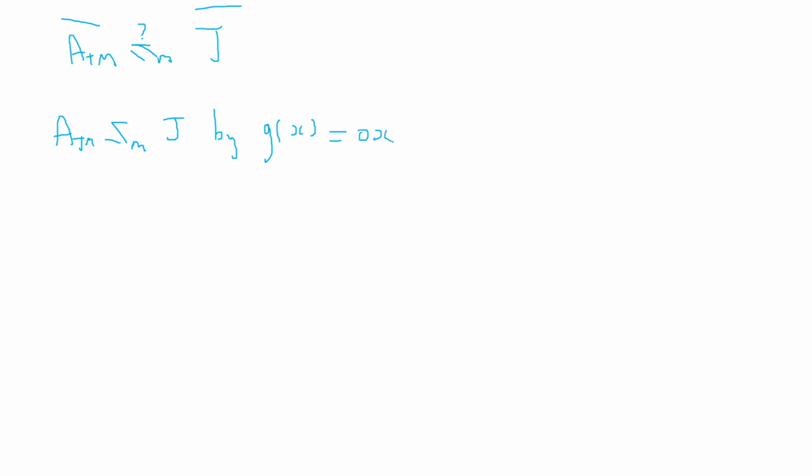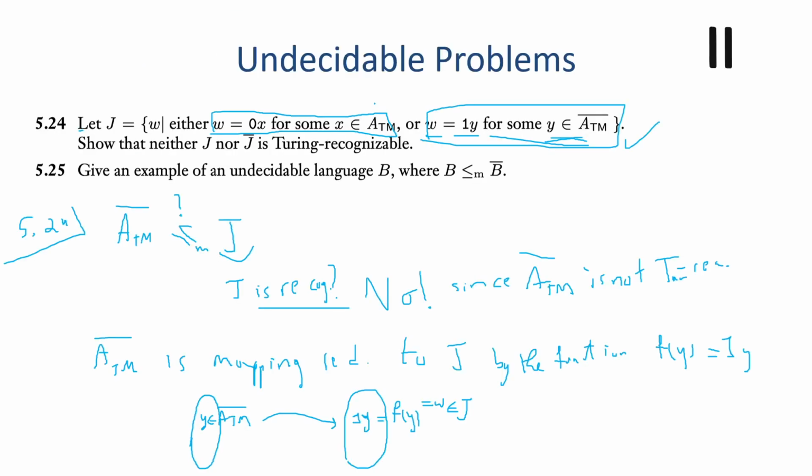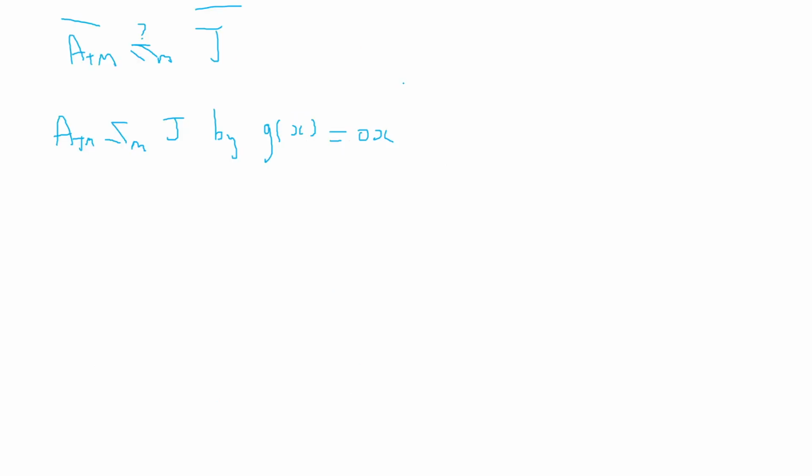Same thing as before with the f of y, but the difference is now you're plugging in a 0 at the beginning of the machine instead of a 1. But if this is reducible to this, then the complement is reducible to the complement. We've done this before. If this is reducible to this, then the complement is reducible to the complement, and like we're done. So that must mean that J complement is not Turing recognizable.